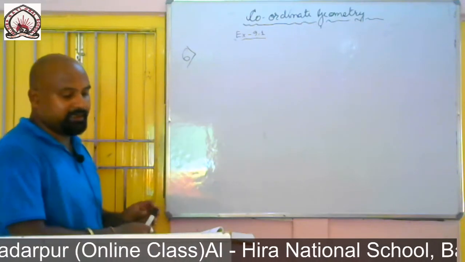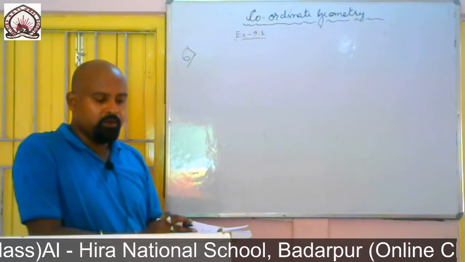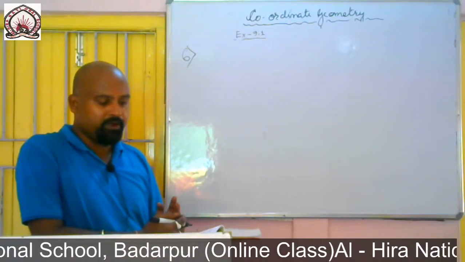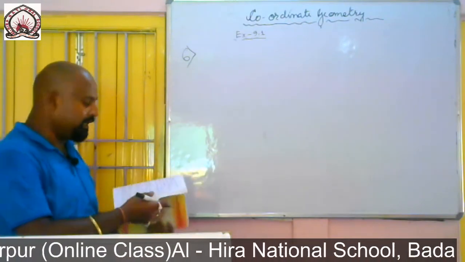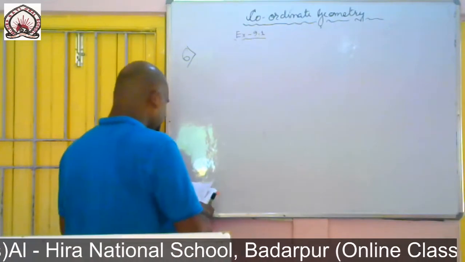Question number 6. Find the gradient of the line joining the origin and the midpoint of the line segment joining 2 comma -3 and 6 comma -1. Okay.